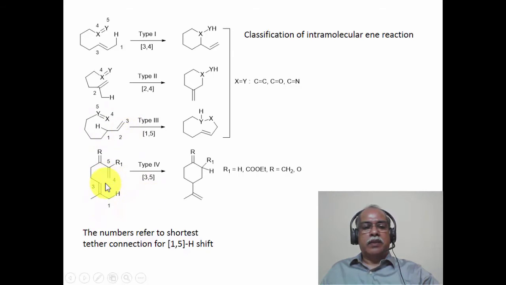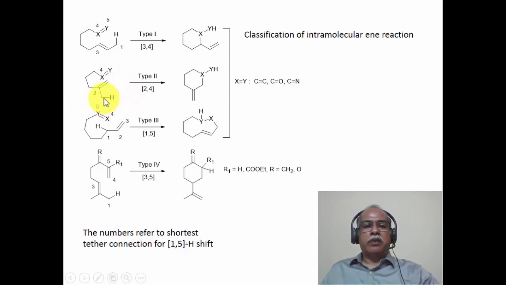If you look at this system, this will be a 3,5 system. This is a hydrogen which is going to be transferred onto this carbon here, resulting in the formation of a 6-membered ring in this particular case. So this corresponds to the 3,5 system. So these systems are essentially classified with these 2 numbers in the square bracket, which indicate the tethering connectivity of the ene component and the enophile component.